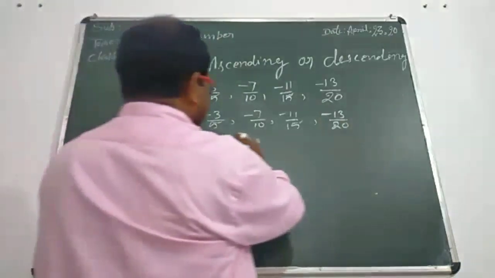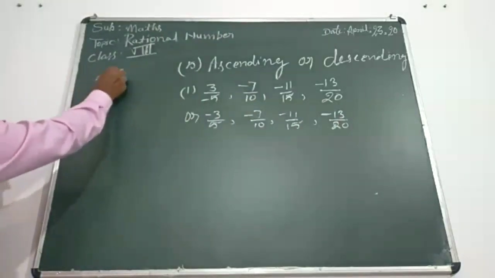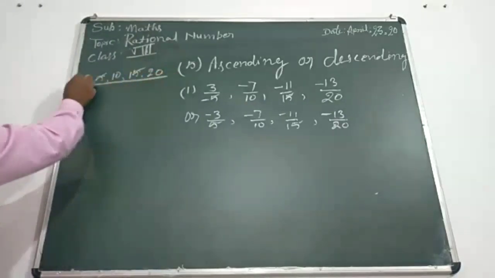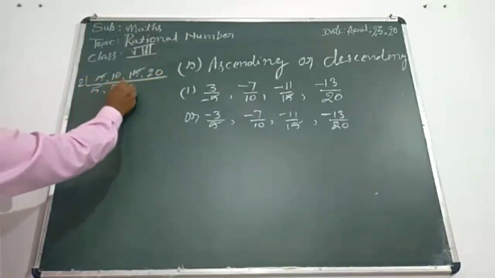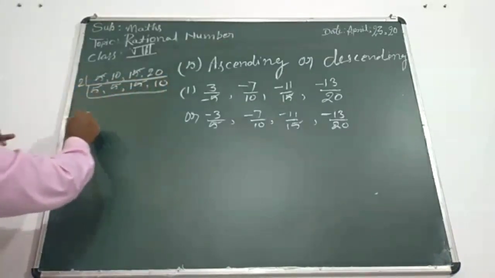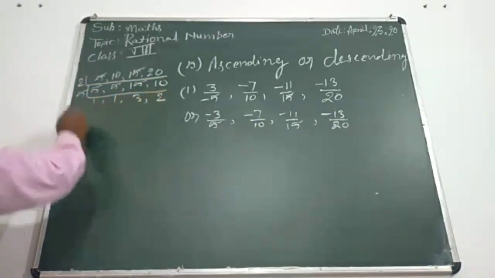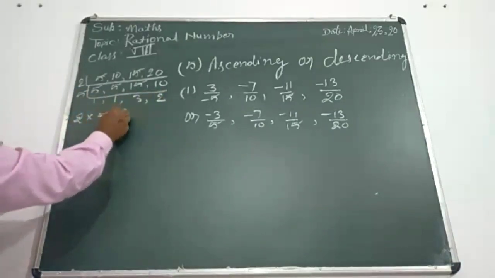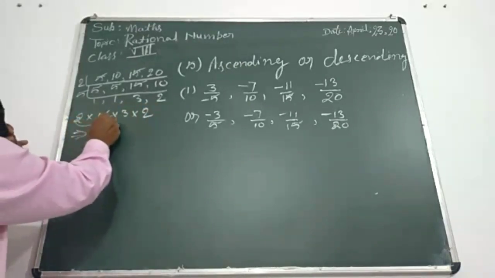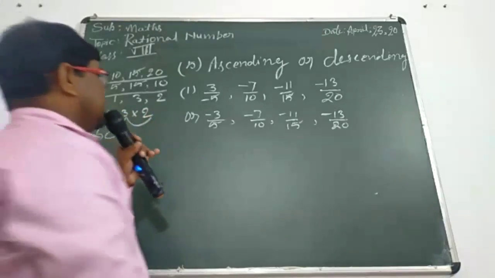So we should find the LCM of 5, 10, 15, and 20. Do you know LCM? Divide 5, 10, 15, and 20 by 2. We get 5, 5, 15, 10. Okay, now 5, 1, 1, 3, 2. Now multiply: 2 times 5 times 3 times 2. 2 fives are 10, 10 threes are 30, 30 twos are 60. So our LCM will be 60.